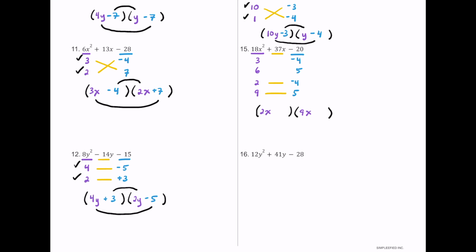So 9x and 2x are going to go there. The 2 has to pair with a minus 4, and the 9 has to pair with a plus 5. So these two paired in this spot here, the outer locations, and these paired on the inners.